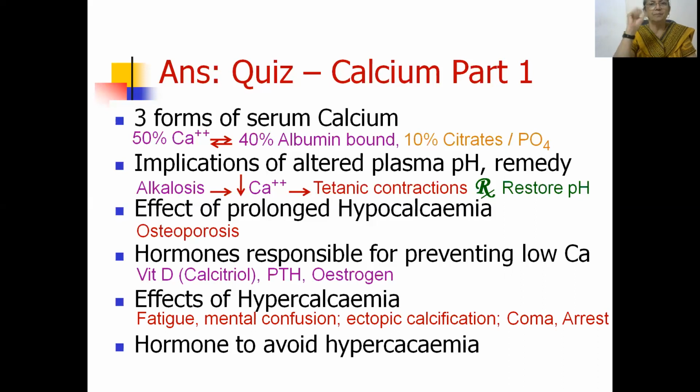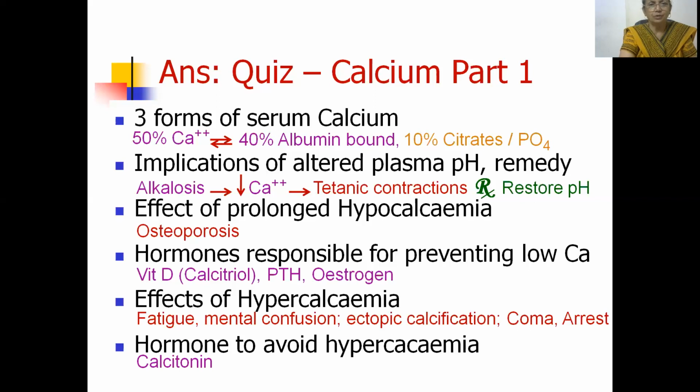And that can affect the compliance of blood vessels if it gets deposited in them, and this will compromise the blood supply to the tissues being supplied by these blood vessels. So this has also been found to be associated with ischemic heart disease if the coronaries are affected. And above 14 milligrams percent is a really serious hypercalcemia, which can result in even coma and cardiac arrest. The hormone important for ensuring that hypercalcemia doesn't occur, we saw, was calcitonin.